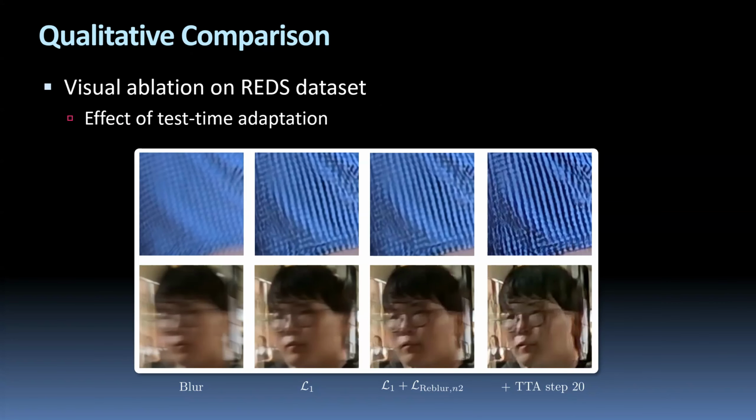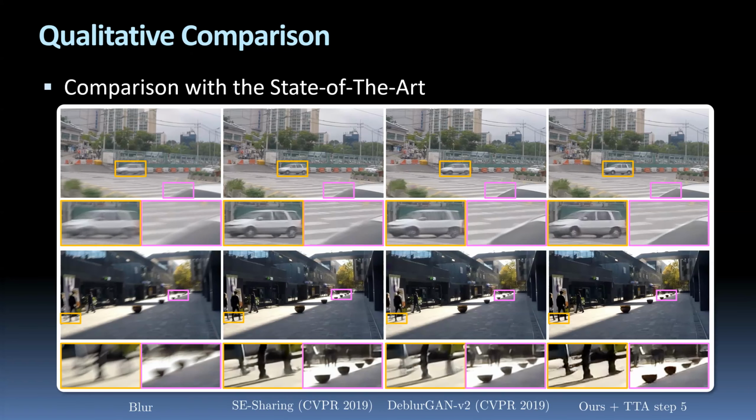Here on the last column, we show that applying test time adaptation steps can exhibit even better recovery of texture and face structure. Compared with the state-of-the-art, our method can successfully predict sharp texture of moving objects.